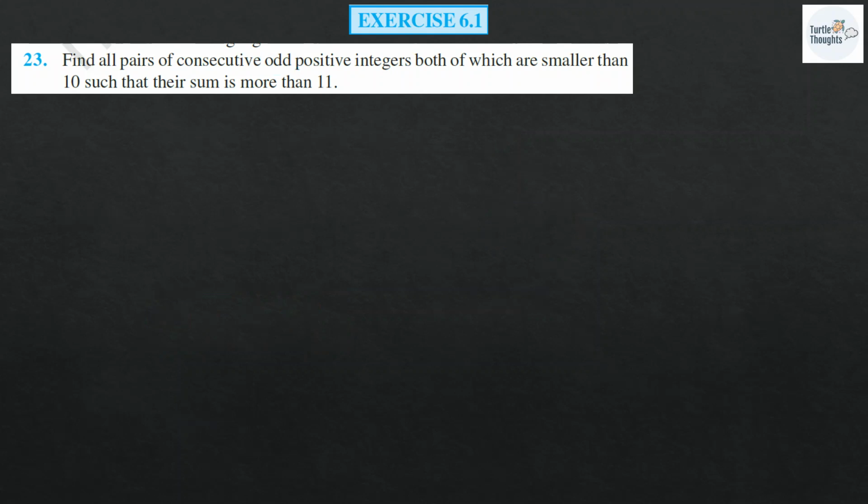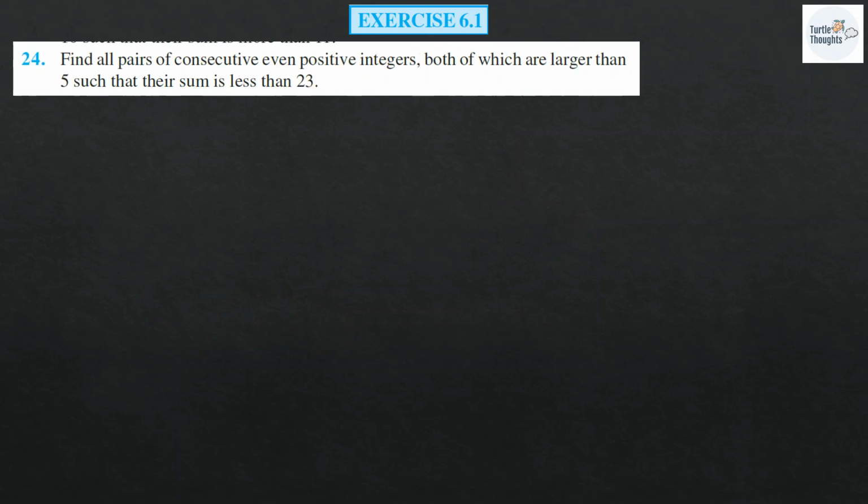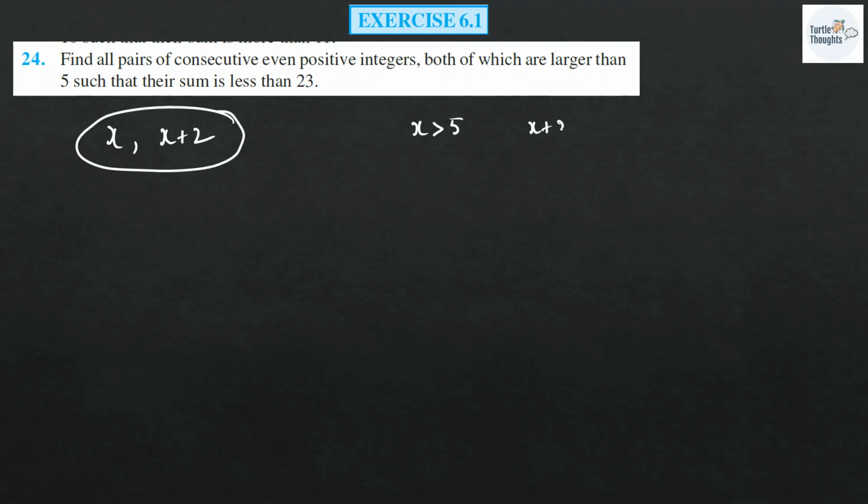Okay, so coming to the next question. This is going to be the 24th question. Find all the pairs of consecutive even positive integers, both of which are larger than 5 and their sum is less than 23. So I will start by considering x and x plus 2 as the consecutive numbers. What is given over here? Both of which are larger than 5. So x is going to be larger than 5. x plus 2 is going to be larger than 5 as well.